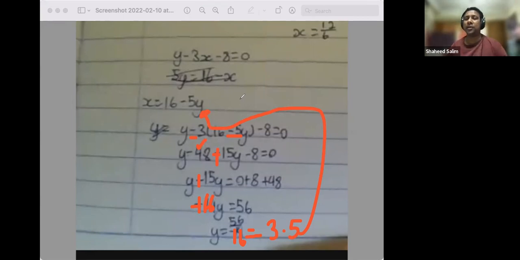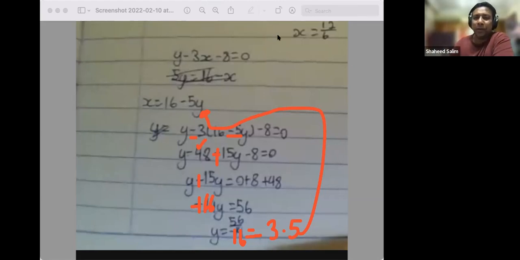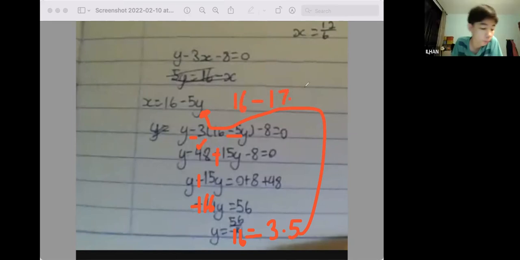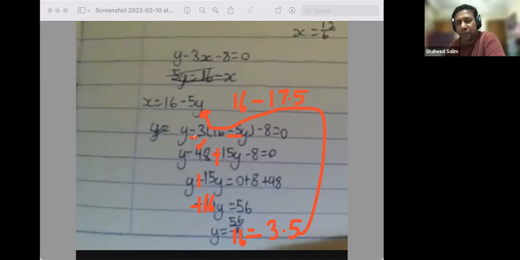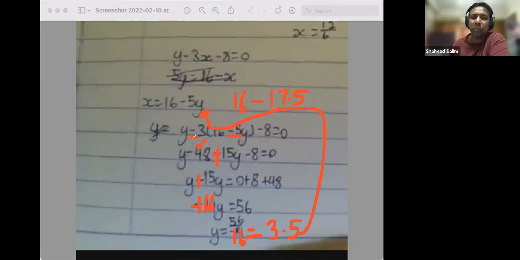You try and use a calculator. 16 minus 17.5. What do you get? 0.914285. Hold on. Down here now, you agree this is 5y is 17.5. So you have 16 minus 17.5. Oh, minus. Right, down here is minus what? I thought you said divide. No. Negative 1.5. So x is negative 1.5, y is 3.5.